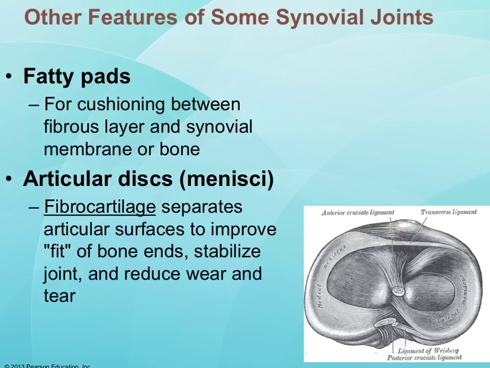Some synovial joints also have fatty pads to further protect and cushion the joint, as in our knee, inferior and deep to the kneecap, and also the baby fat, sometimes considered to be the fatty pad to protect the temporomandibular joints as well. Our knee has an interesting structure, and we call it articular disc, and also menisci. Menisci is the structure here.